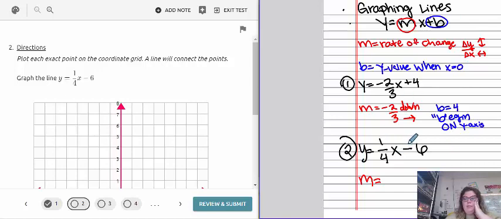Okay. From the equation, in the b spot, we have a minus 6. So b is negative 6. And then in the m spot, we have 1/4, and there's no sign in front of 1/4, which means it's positive. Now, since it's positive, this 1 will tell us to go up, and remember, the denominator always goes to the right.